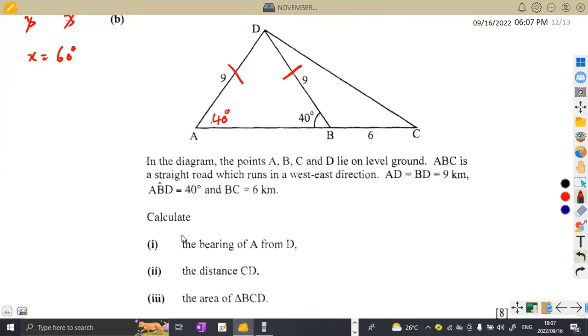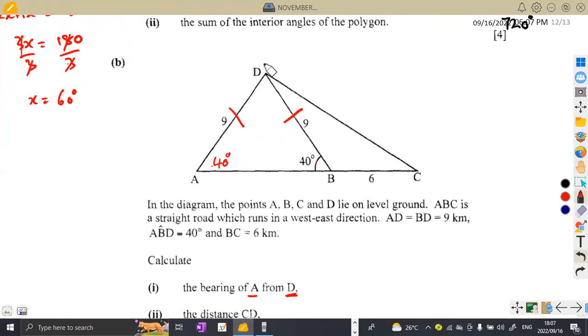So the first question, calculate the bearing of A from D, which means we are coming from D. This is where we are going to have our north pole. Remember, guys, how you find your bearing at D here. We are going to place a north pole at point D. If you are calculating a 3-figure bearing, we take our bearing from the north pole in a clockwise direction until you meet the line which is going to A, because we are given A from D. So this is the angle that we are going to calculate.